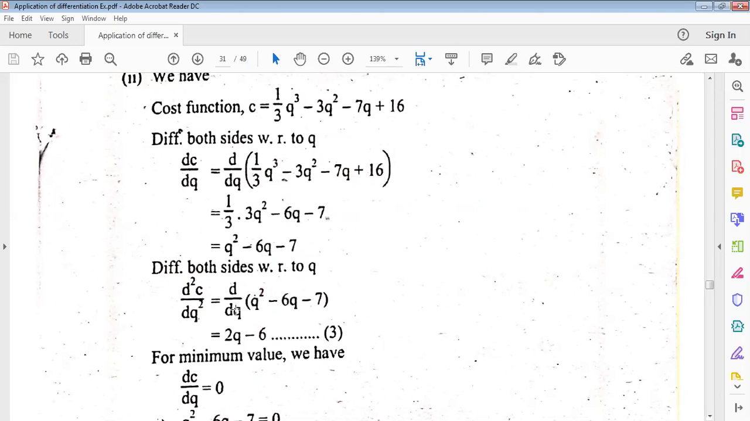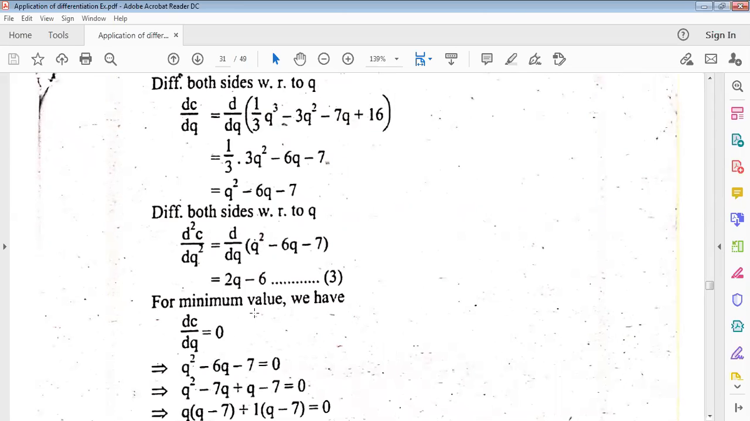Differentiation with respect to q1, and 7 will be 0, minus 7 will be 0. So the double derivative will be equation number 3. This is the second derivative. Now for the minimum cost value, we first differentiate. First differentiation must be 0.